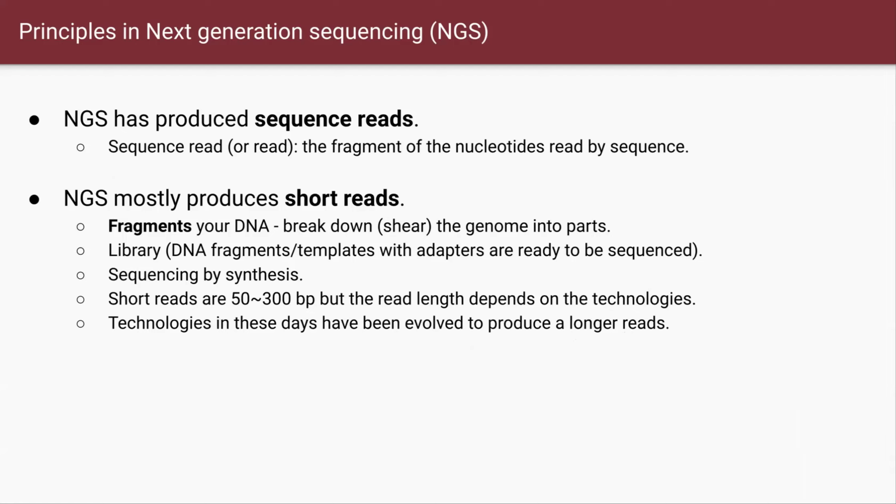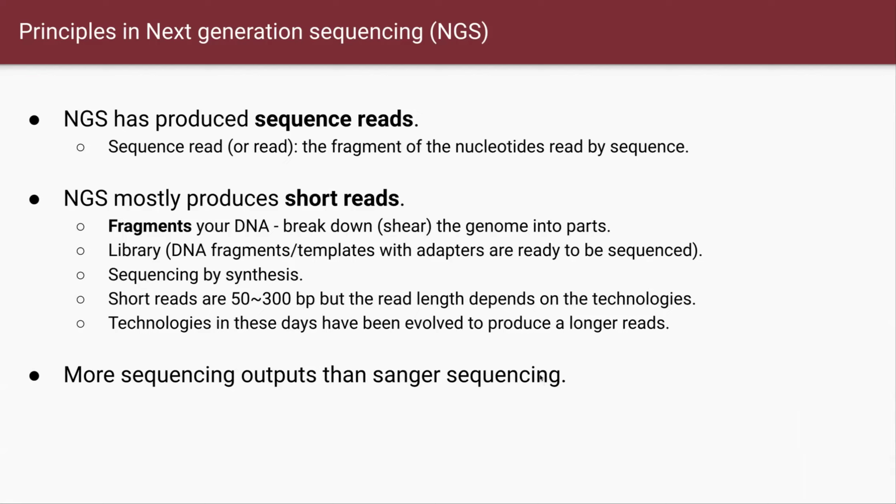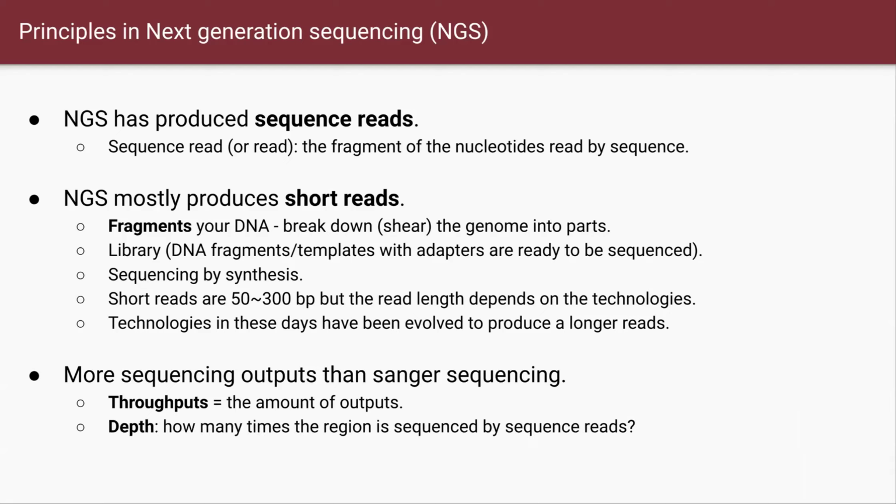And more sequencing outputs than single sequencing. That's obvious. That's why we call this high throughput sequencing or massively parallel sequencing. So what is the throughput? It's the amount of output. So how much DNA information you get from those sequencing. Let's say single sequencing, you get only 100 base pairs out of one single sequencing experiment. But if you do next generation sequencing, then you get 90 gigabytes of information. So that's much higher than that.